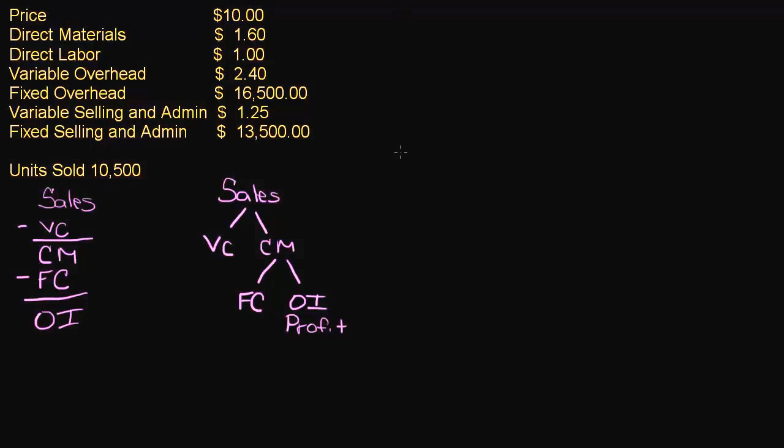We can also look at this in terms of per unit. Personally, I like to leave numbers small for as long as I can. On a per unit basis, I can look at price minus variable cost, again per unit, equals contribution margin per unit. Let's figure out what my contribution margin per unit is in this case. I've got $10 minus, what are my variable costs?